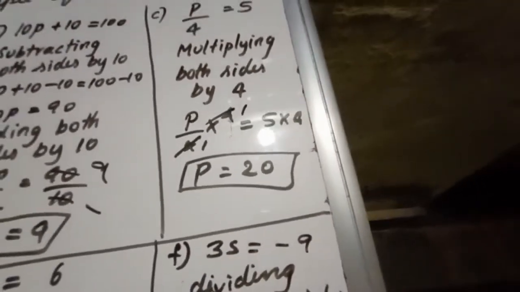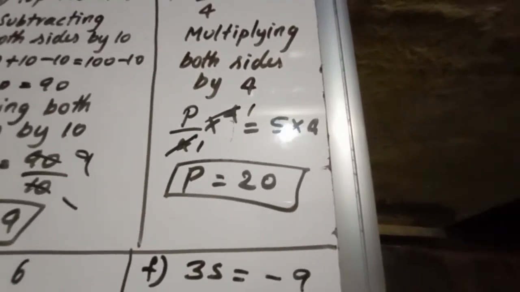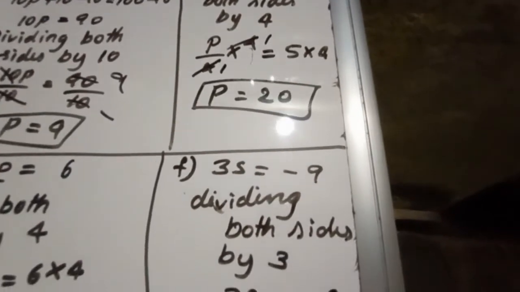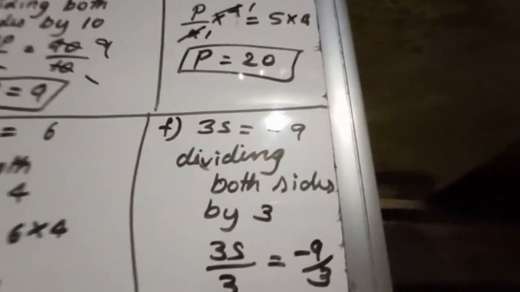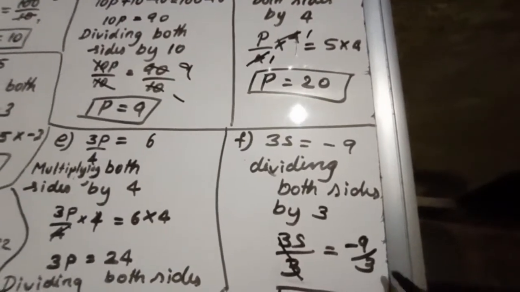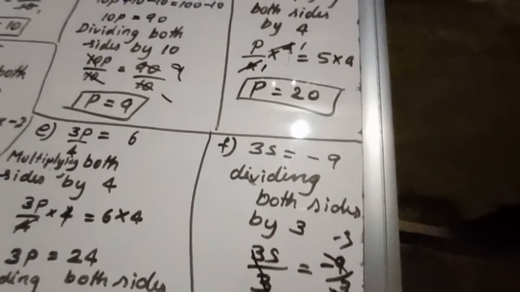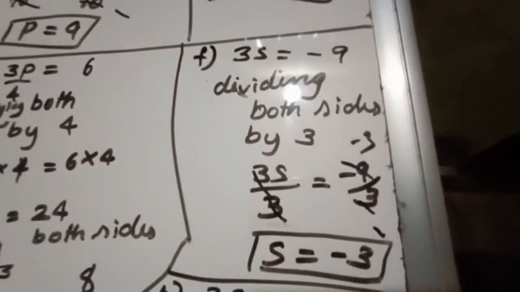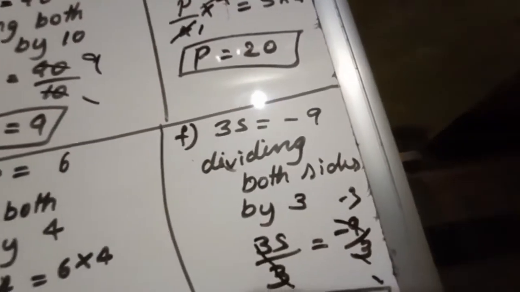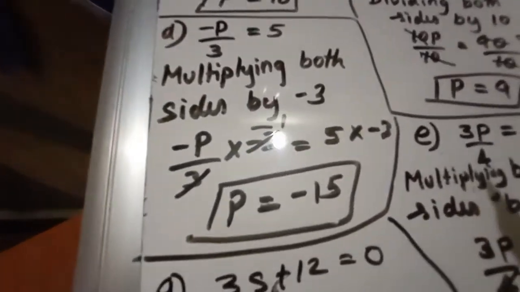3s is equal to minus 9. How can we make 3 cancel? By dividing both sides by 3. 3s divided by 3, 3 gets cancelled. 3 ones are 3, 3 3s are 9. So a minus sign is there, a negative sign. So we are writing s is equal to minus 3. F question is over. Now let us go to the G question.